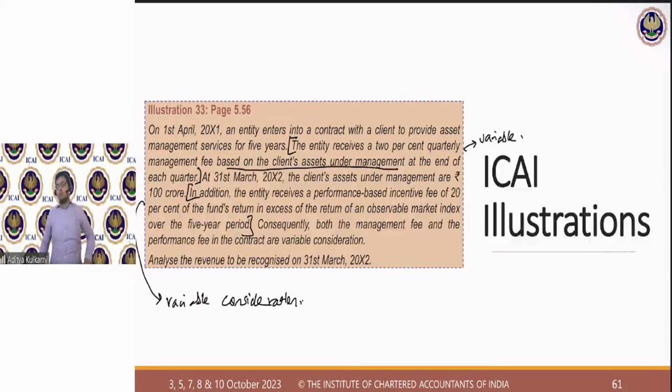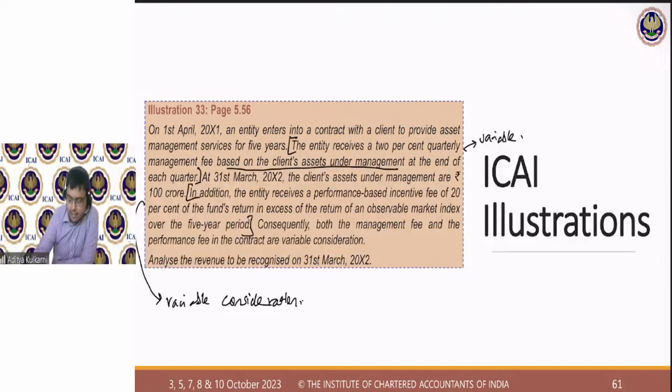So 2 crores for this. Manish, it won't be 2 crores per quarter because next quarter the assets under management could change. So therefore 2 crores is adequate. Okay. All right.